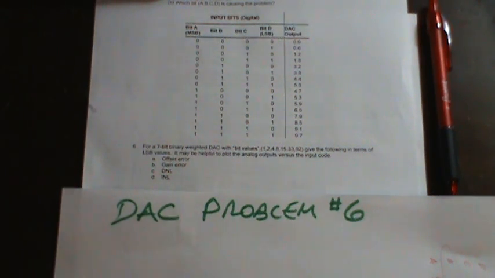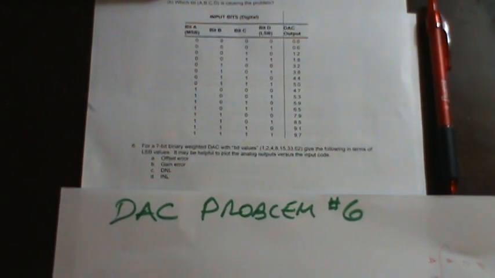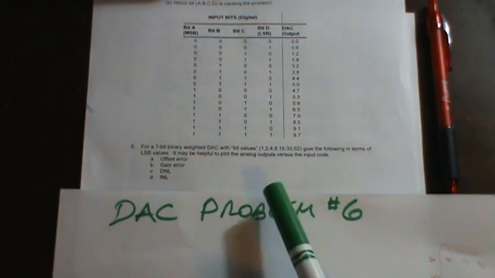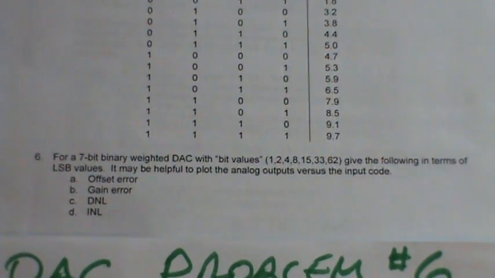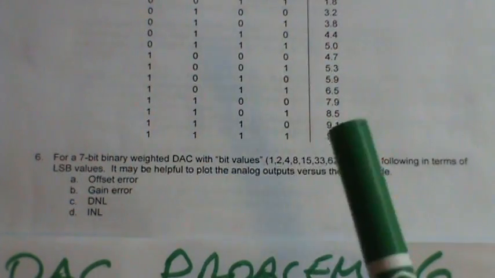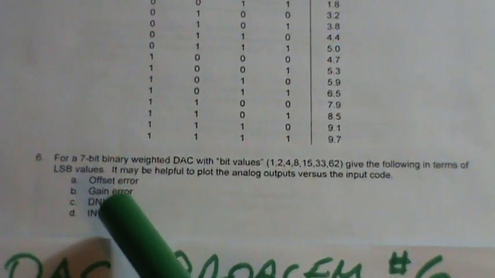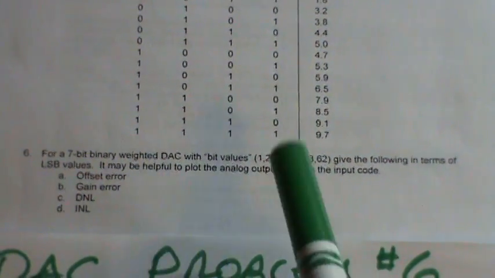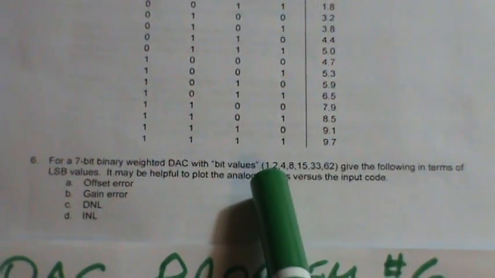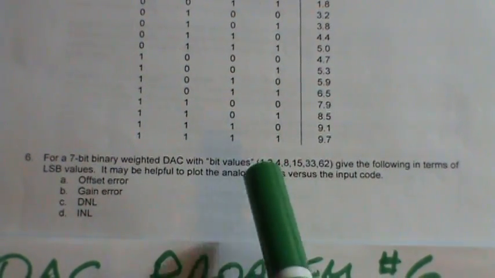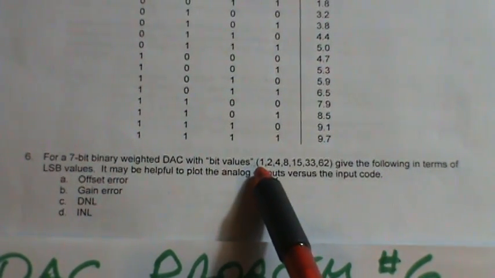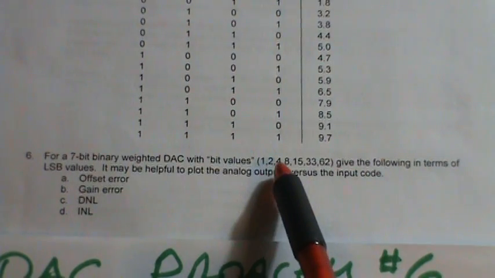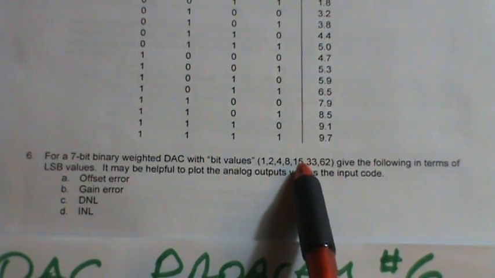Let's have a look now at DAC problem number 6, which was the one that's starting to get a little bit more realistic in terms of the number of bits we are using, and maybe not quite as realistic as far as what their values are. What we have is a 7-bit binary weighted DAC, D-to-A converter, with the bit values here, and here I mean the weights, and these might be set by the resistors or current sources or whatever. But they're 1 LSB, then twice as much, then 4 times as much, then 8 times as much, and it should be 16.